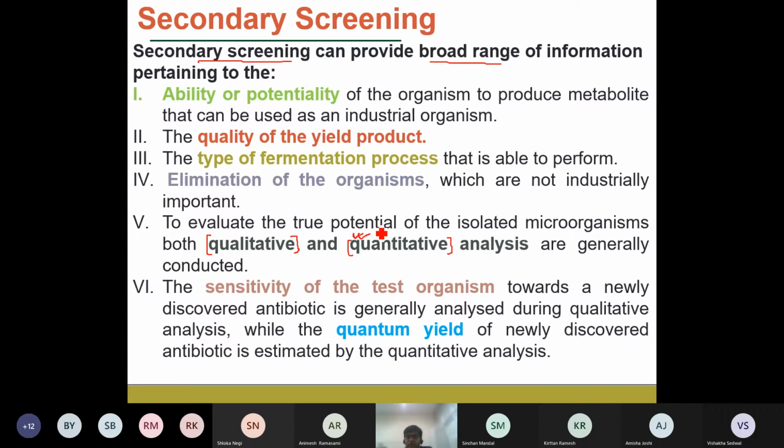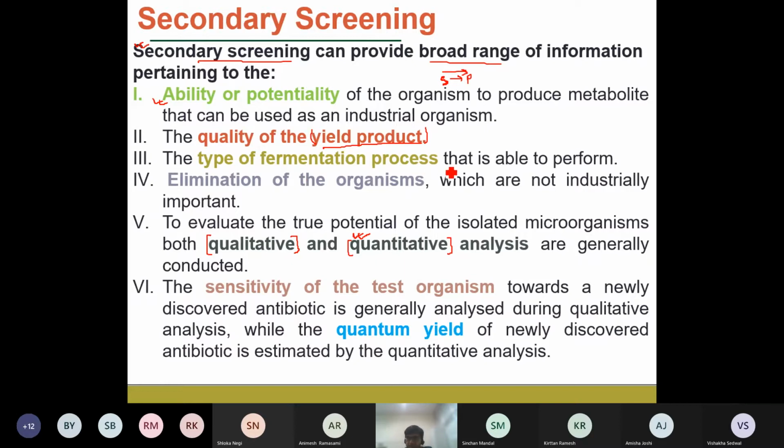So when you do some quantitative determination, it comes under the category of secondary screening. In secondary screening, the quantitative data that we find out includes the ability or potential of the organisms to produce a particular metabolite. For example, you give some substrate to the microbe and it converts it into product, so how much of the substrate is converted into product. Then we look at the yield of the product, the concentration, and the overall productivity of that particular selected microorganism.